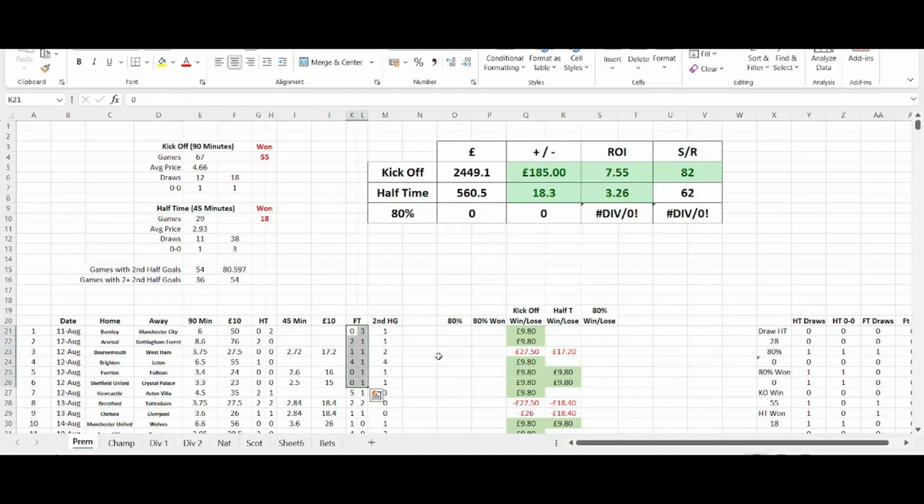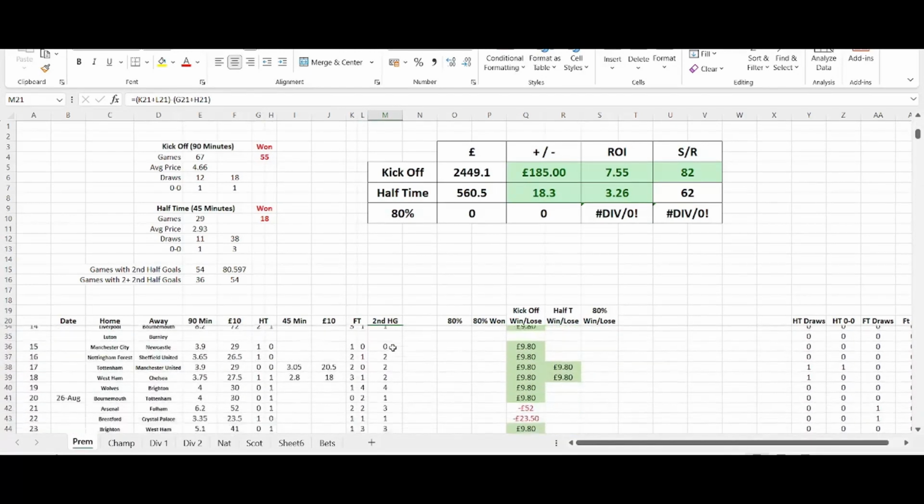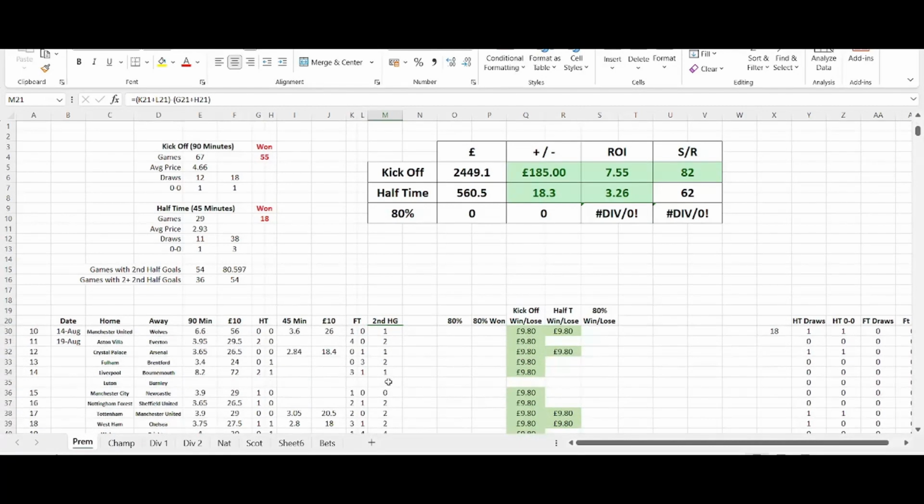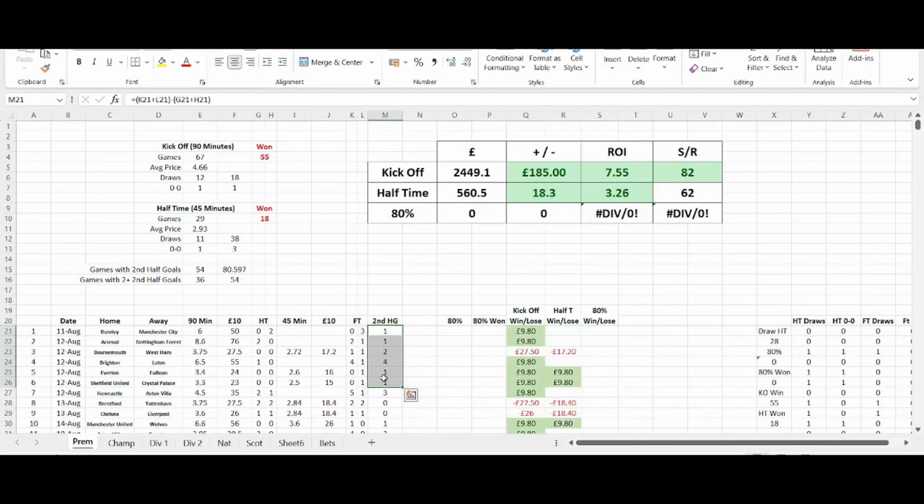This section here is obviously what it says, it's the full-time result. I'm also recording how many goals there was in the second half. I'll come back to this at another point when I've got enough analysis on this. This is just to see how many goals there is. A lot of people like to bet second half goals, so that's what I'm doing on this one. This 80% is something that I try and beat. I'll come back to this in a minute when I show you some of the other pages.